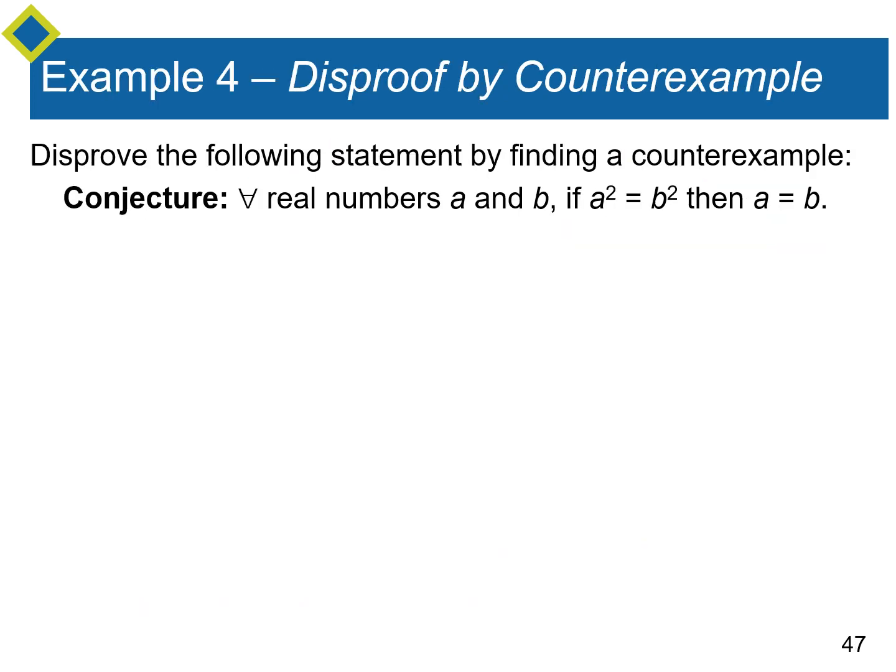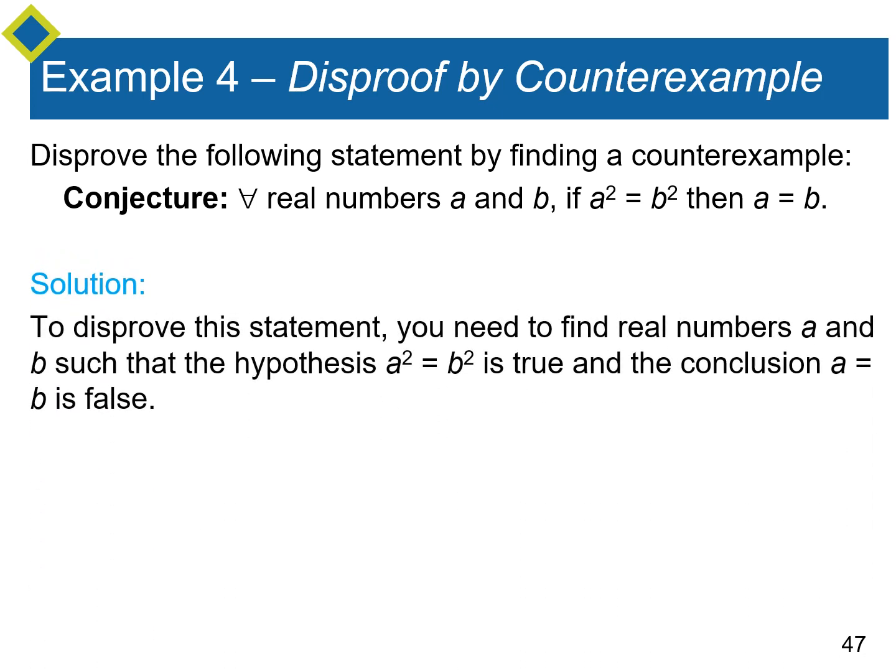For example here, for each real numbers a and b, if a square equals b square, then a equals b. Okay, so for the solution, to disprove this statement, you need to find real numbers a and b such that the hypothesis a square equals b square is true, and the conclusion a equals b is false.